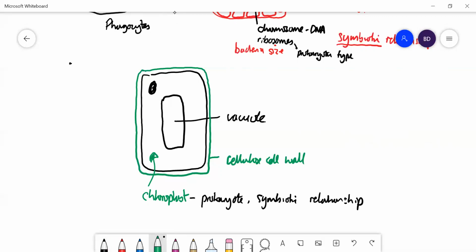Chloroplasts also make ATP, but they make that ATP not by breaking down glucose, they make it by photosynthesis. And then that ATP is used by other parts of the chloroplast to turn other substances into sugars. So they use the energy in the ATP to synthesize sugars. Again, chloroplasts also contain their own DNA, and that's prokaryotic type DNA. So they probably came from a symbiotic relationship also.